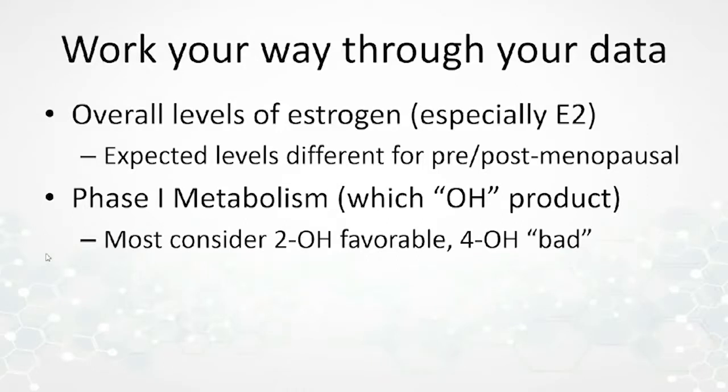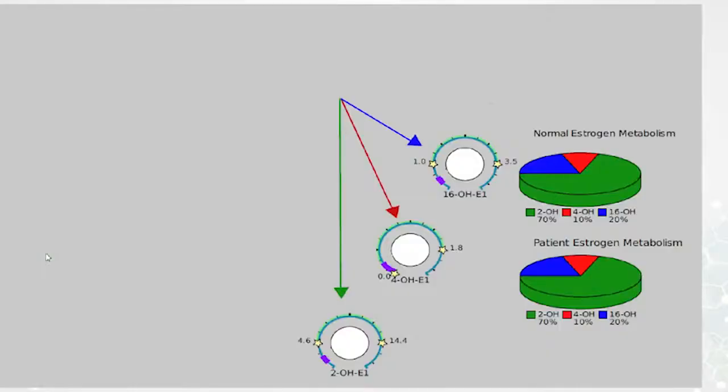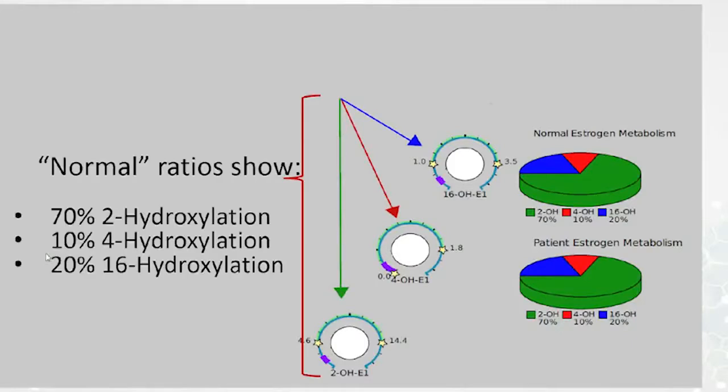How is that phase 1 metabolism going? So what we can do here is look at the absolute values, again, as they compare to the reference ranges, but we can also look at this pie chart to look at the different ratios. The ratios that we typically see for these 3 is a 70%, 10%, and 20% distribution. So the pie chart at the bottom will show you what your particular patient or your particular results look like as we look at this distribution.